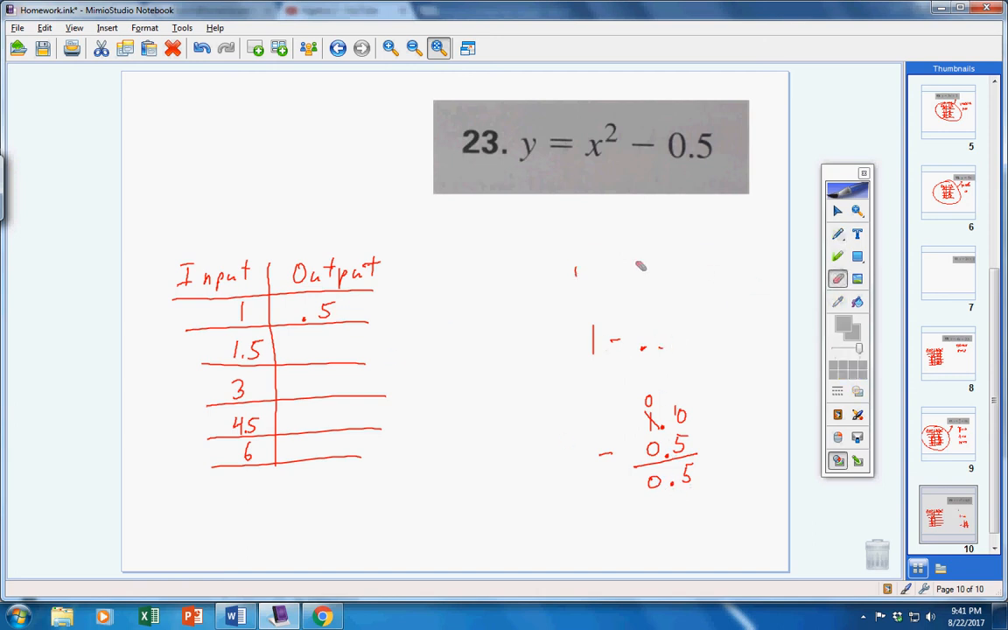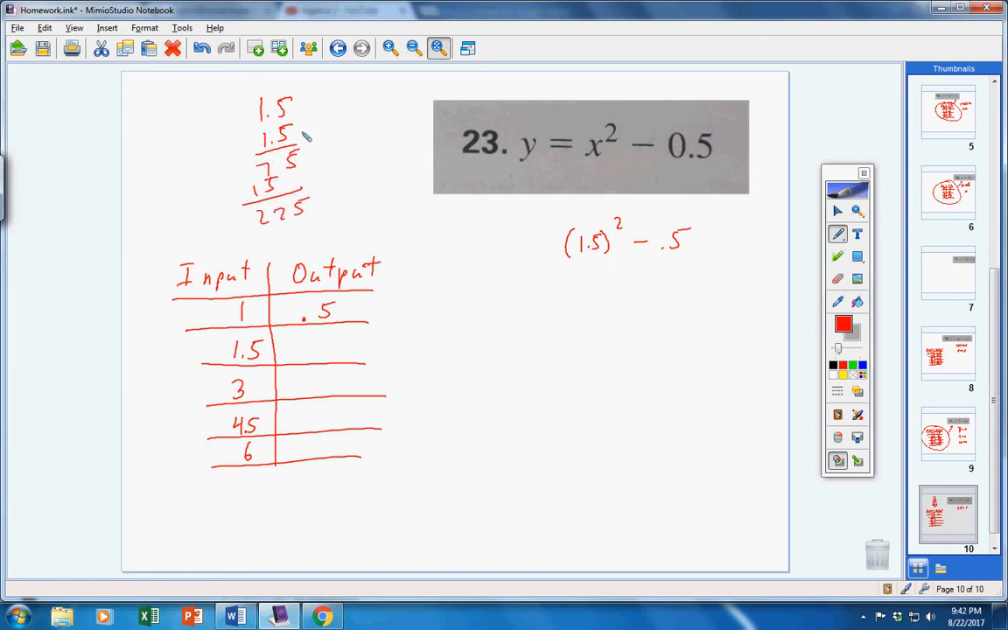Alright. Next, we're substituting in 1.5. So I have 1.5 squared minus 0.5. So 1.5 squared. 1.5 times 1.5, 24, carry 2, 7, 15, it's 225. We have one decimal place here, one decimal place here, so go over 2 places, 2.25. So 1.5 squared is 2.25 minus 0.5.